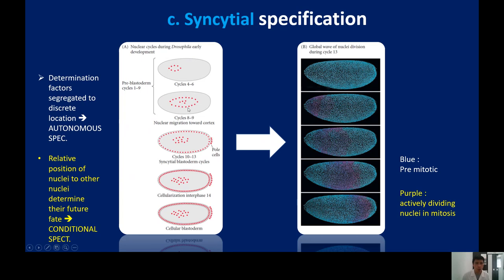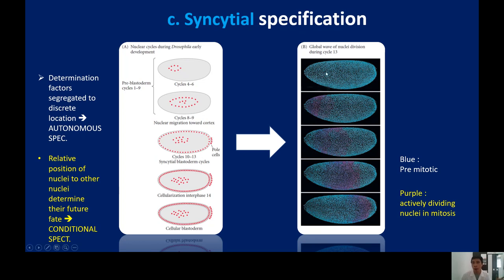And then, of course, actually, beside these determination factors, there is also the interaction between nuclei. So the nuclei will interact with others, and it will also determine their future fate. So there are two factors here, actually: the cytoplasmic factors that will determine the fate of such regions of that embryo, and also the interaction between nuclei also will trigger the specific fate, the specific differentiations of such regions.